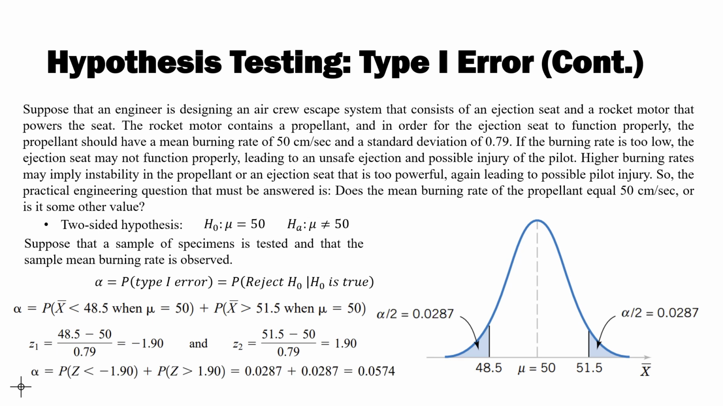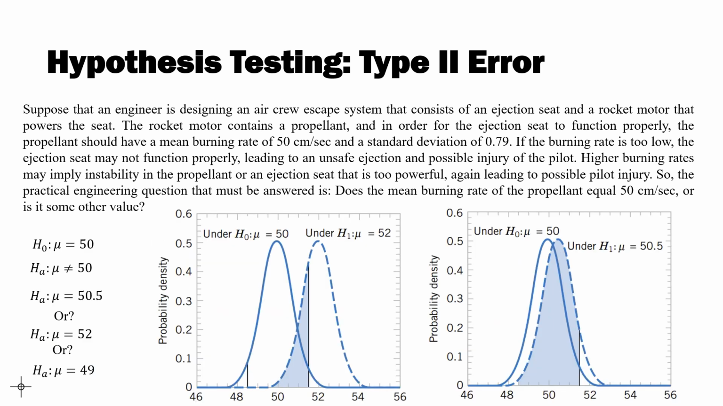0.0574. This means that if the true mean burning rate of the propellant is 50, there is a 5.74% chance that we will observe a sample mean outside the range of 48.5 to 51.5 generated by such a normal distribution, leading us to incorrectly conclude that the sample was generated by a normal distribution centered at a mean different from 50.